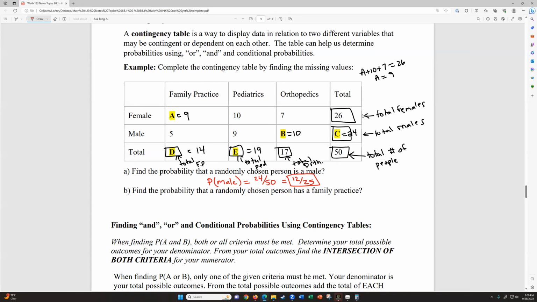Find the probability that a randomly chosen person has a family practice. Okay, probability of a family practice, again, not an or, not an and, not a given, just what's the probability you have a family practice. So the total number of family practices were 14. Let me make sure that doesn't look like a 19. So 14 out of 50 total doctors. And reducing that again by 2 would be 7 out of 25. Okay, so there's that one.